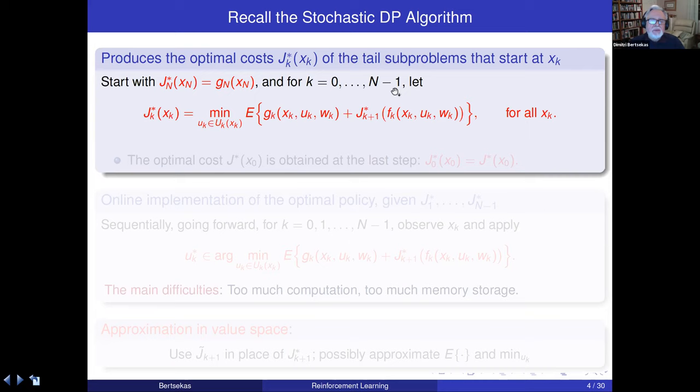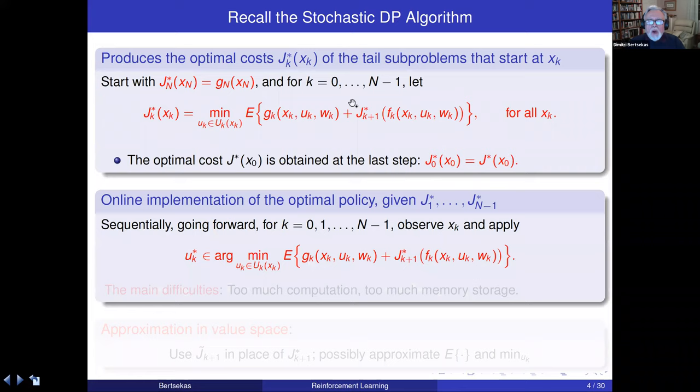So the dynamic programming algorithm starts with this terminal cost condition and goes backwards, generating J star n minus one, J star n minus two. And at the last step, it obtains J star of zero as a function of the initial condition. And this is the optimal cost function of the problem. Now, once we have these J stars by cranking backwards this algorithm, then we can generate online optimal controls by using this minimization. Generate first u0 star given J1 star, then go to the next state, x1, generate u1 star, and so on. We go forward like this.